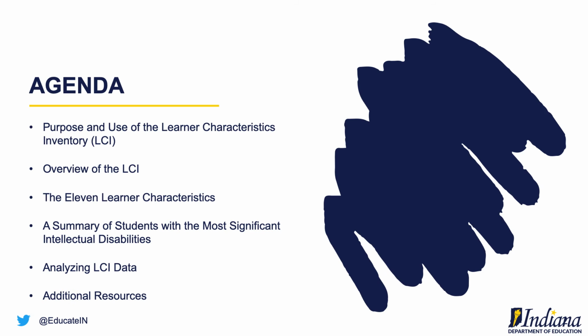Today's presentation will cover the following topics: the purpose and use of the Learner Characteristics Inventory, an overview of the LCI, the 11 learner characteristics, a summary of the students with the most significant intellectual disabilities, how to analyze LCI data, or what does your students' data tell you, and where to find additional resources associated with the LCI.